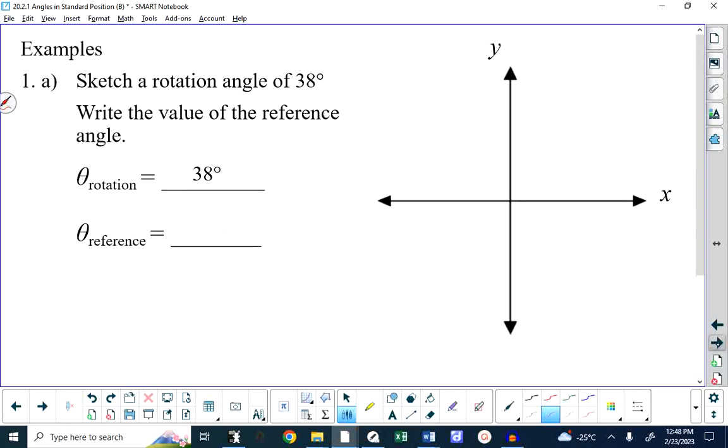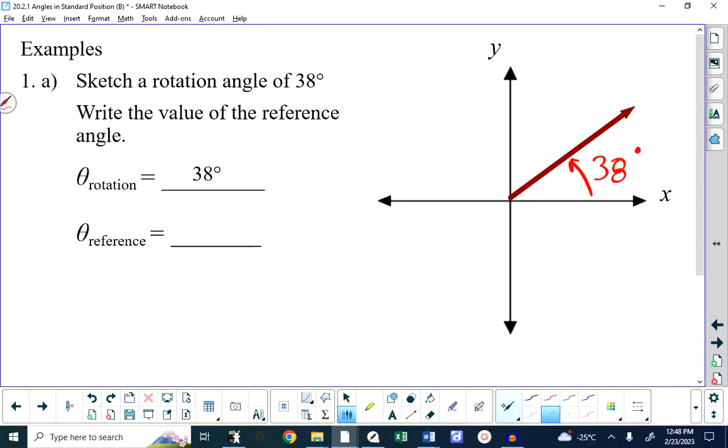So, sketch a rotation angle of 38 degrees. Well, that's pretty easy. 38 degrees is a little bit less than 45. So when I draw this, and when you draw it, you're going to draw a line with its vertex at the origin, pointing. And when I say pointing, that just means we need an arrowhead on the end of it, so that we have an angle of 38 degrees in a counterclockwise direction from the positive x-axis. That's the rotation angle.